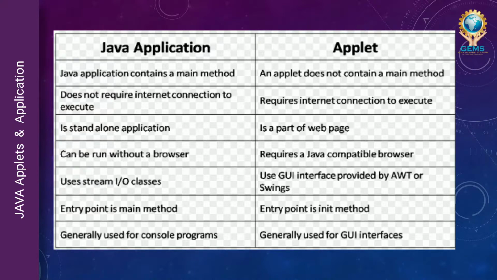A Java application does not require an internet connection to execute. Java applications are standalone applications. That means without an internet connection, Java applications can work. But an applet totally depends on the internet. It requires a connection. Without an internet connection, a Java applet will not execute or work. A standalone application is a whole program, while an applet is embedded in a web page. That means an applet is a part of a web page.